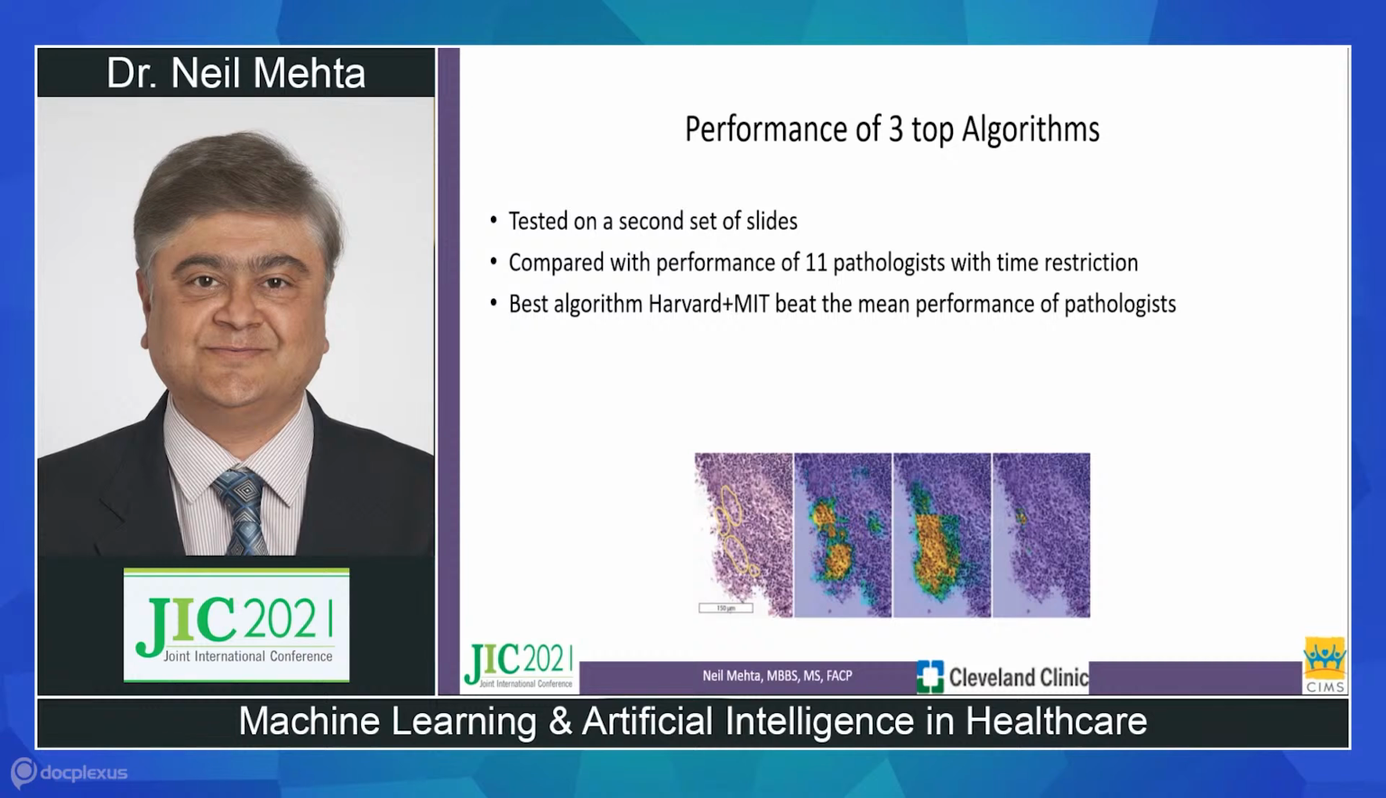The team from Harvard and MIT created algorithms that was then compared with a performance of 11 pathologists, and these pathologists were put on a time restriction. So they were given only a specific amount of time to read a number of slides, trying to mimic a real world scenario. And what they found was that in the presence of time restrictions, the algorithm created by the Harvard MIT team beat the mean performance of the pathologists. But if the pathologists were given as much time as they needed, then they were as good as the algorithm.